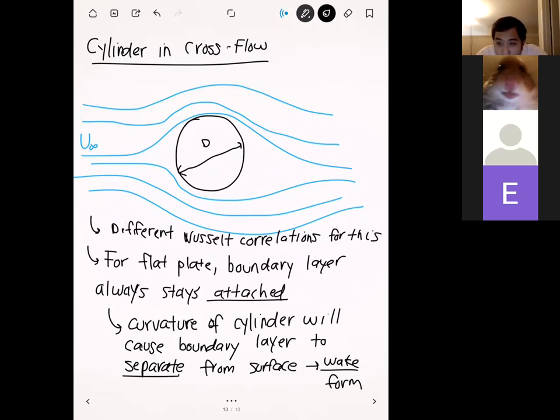Question: would the boundary layer be like a V shape and then have the inside of the V be turbulent? We'll go over the shape of the boundary layer on the next page. Yeah. All right. Any questions on this?